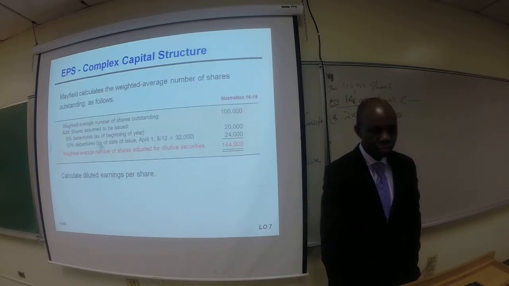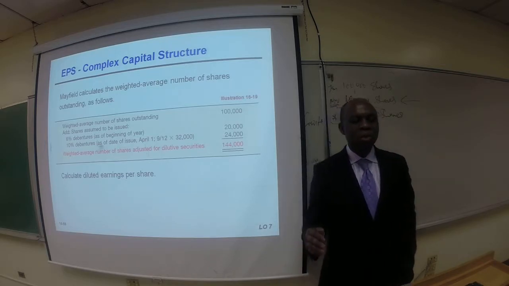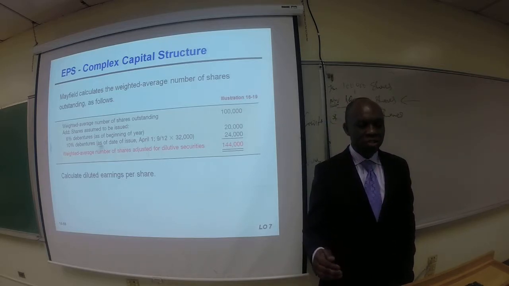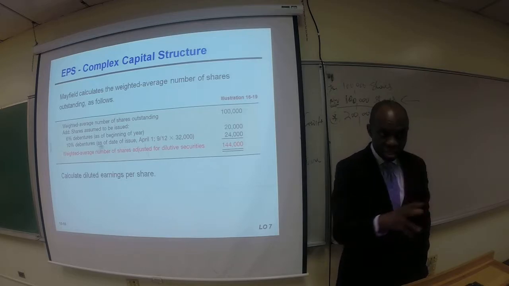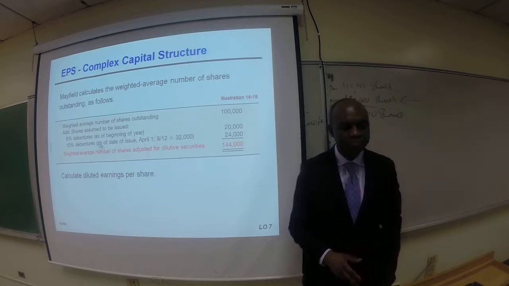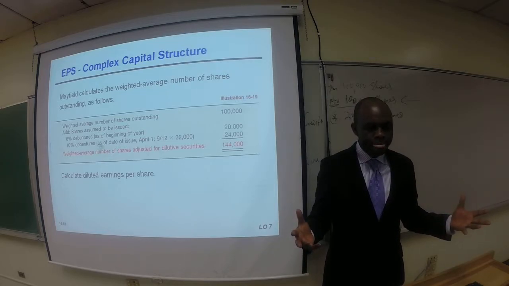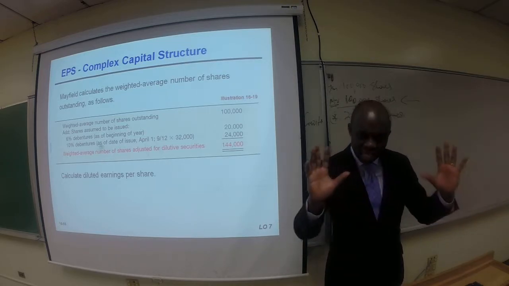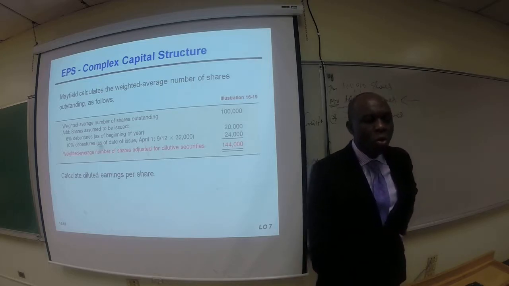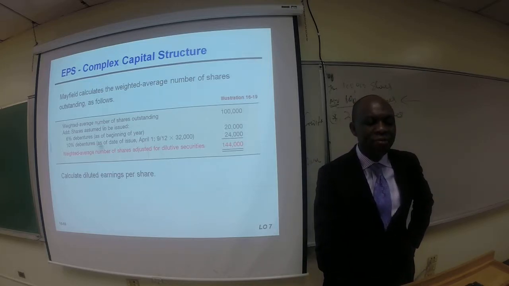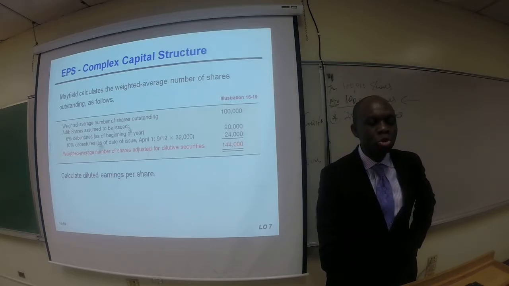Now, we need to calculate the weighted average number of shares outstanding because of the debentures. The assumption is that these convertible securities are converted. Let's look at the impact that will have on the weighted average number of shares. The weighted average number of shares is 100,000. However, we need to add the shares assumed to be issued.